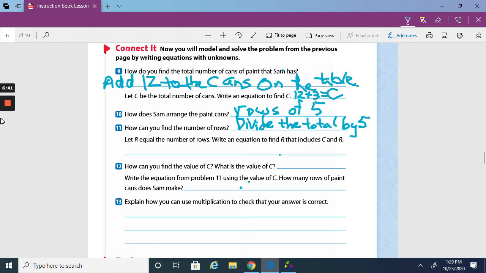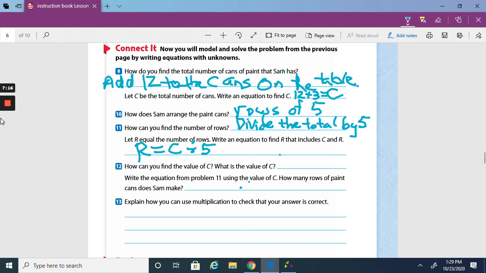All right, so we said that R is going to be our number of rows. So we're looking for our total number of rows. And we're going to find that by taking our total, and if we look back up here, we see that our total is equal to C. So we're going to put R equals C divided by 5. Then we're ready to go on to number 12.